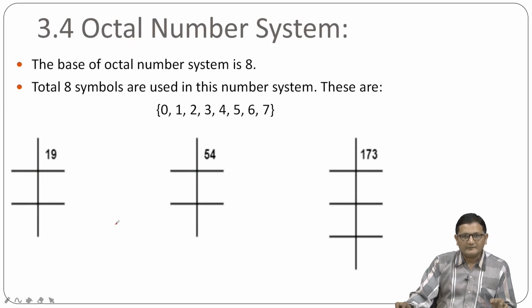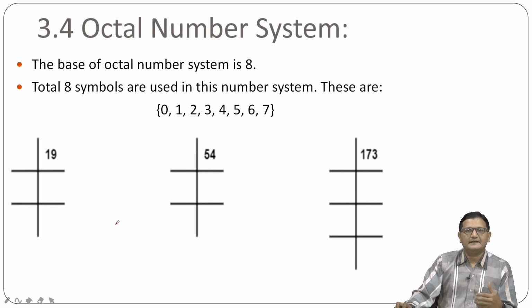Now, what is actually the octal number system? In the octal number system we have 8 symbols. You can use 0 to 7, but 8 and 9 are not allowed in the octal number system. So what we can say is, in the case of the octal number system we can use only 8 symbols.